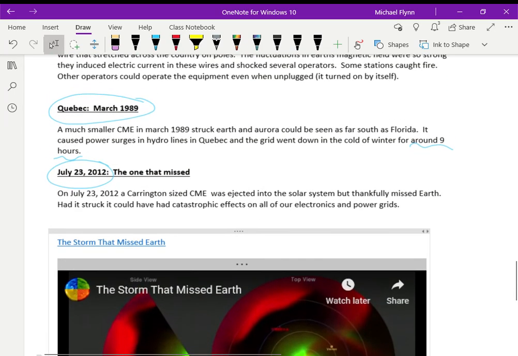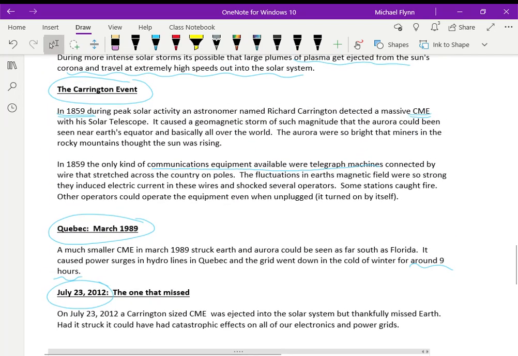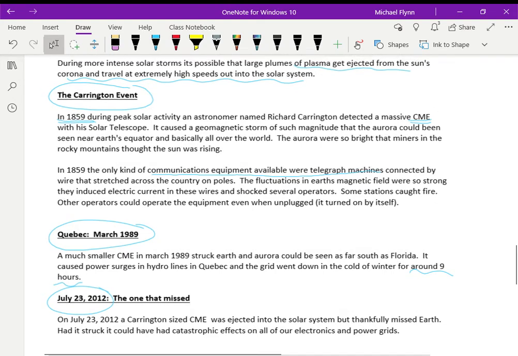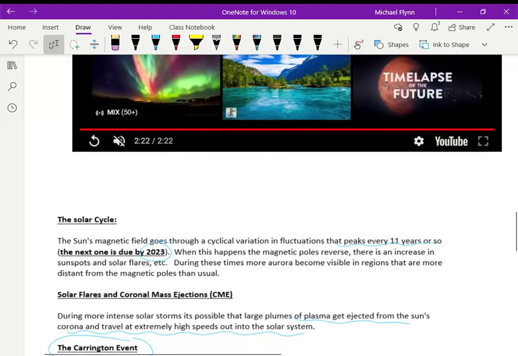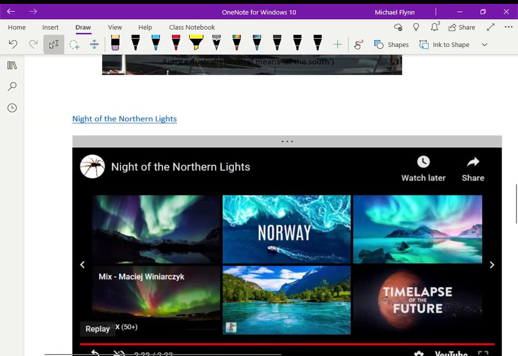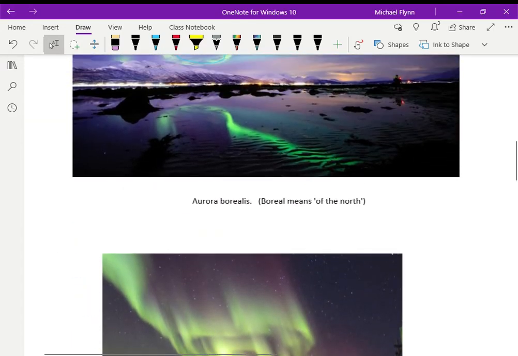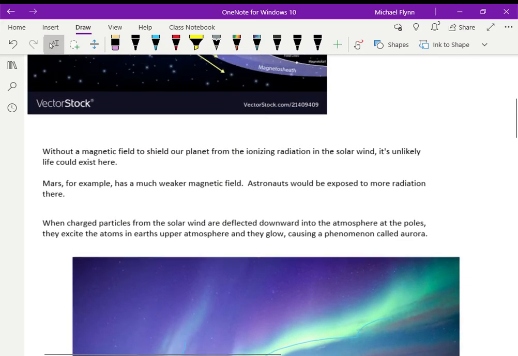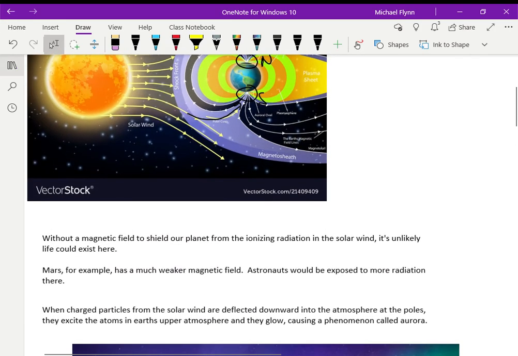All right, so anyway, you now know what aurora are, you know what a coronal mass ejection is, you know why we're worried about it now. Okay, so this is all information for a test that we'll have sometime next week that you might want to, you know, remember. I'll give you a review before we have a test.